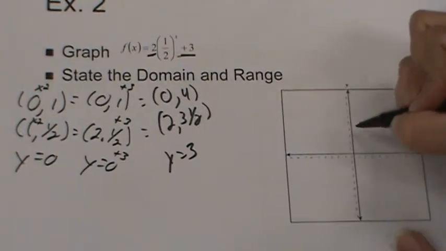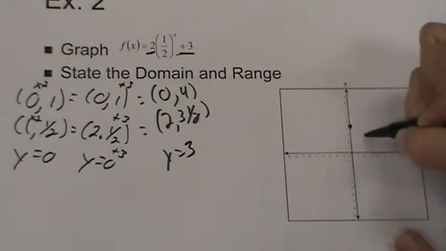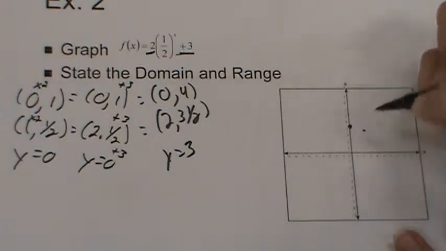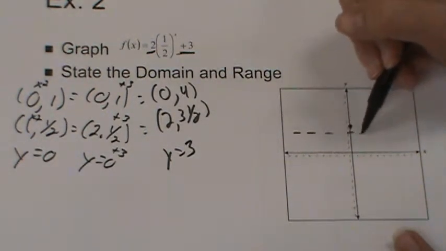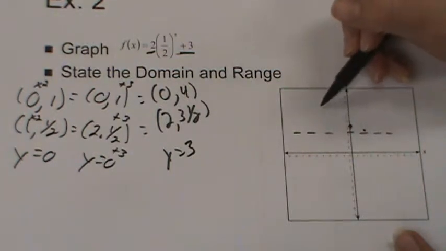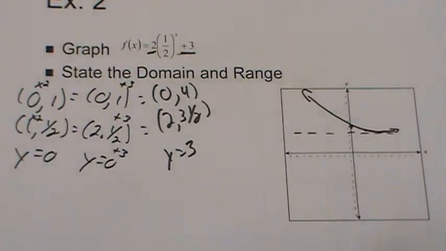So we have over 0, up 4. We have over 2, up 3.5. And then my asymptote at y equals 3. And so this is going to be a nice wide exponential graph.